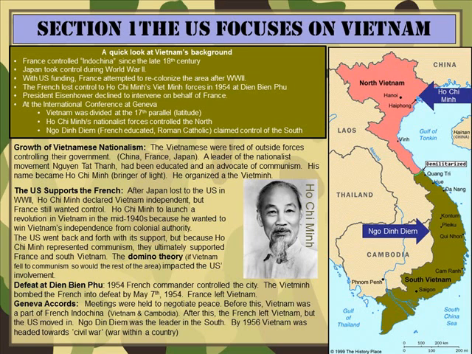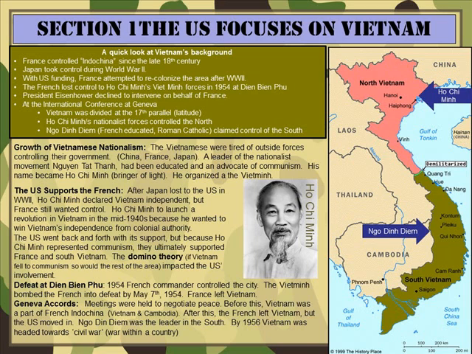A quick look at Vietnam's history. France controlled the area, and it was called Indochina in the 18th century. Japan took control during World War II. With U.S. funding, France attempted to recolonize the area after World War II. The French lost control to Ho Chi Minh. You see his picture there to the right, and the Viet Minh forces in 1954, and Dien Bien Phu.